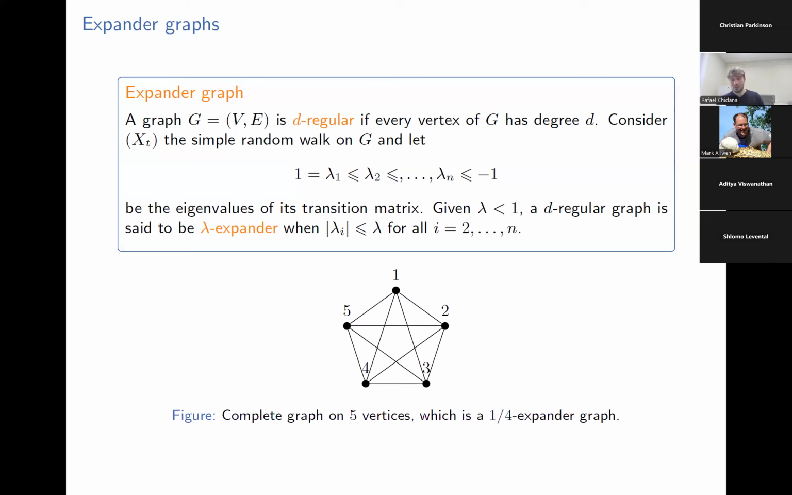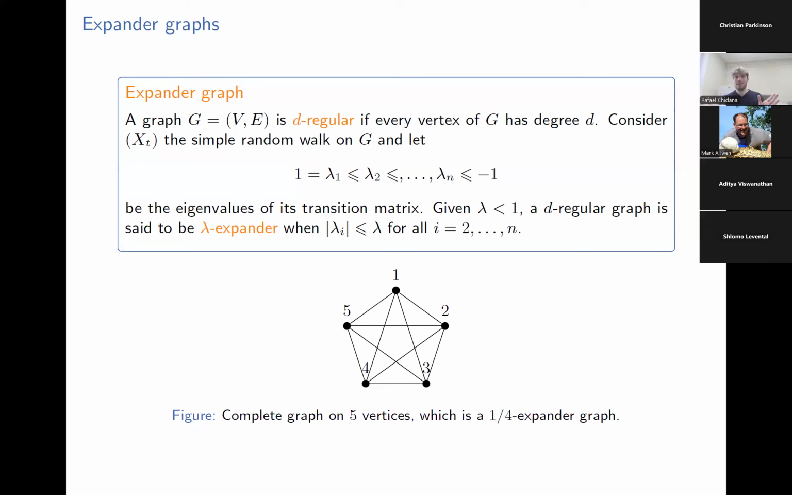The classical example of an expander graph is the complete graph. If you consider 5 vertices and the complete graph, so everything is connected to everything, this is a 1/4 expander graph. And actually you can see that the absolute value of all the eigenvalues except for the first one is equal to 1/4.